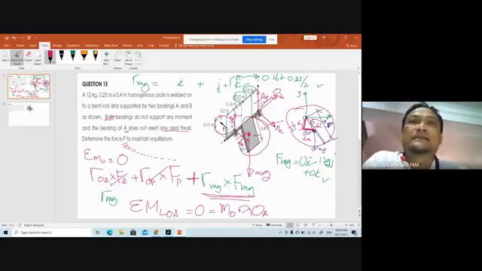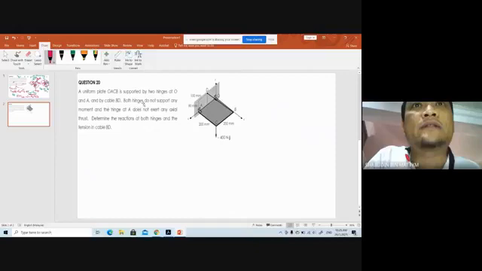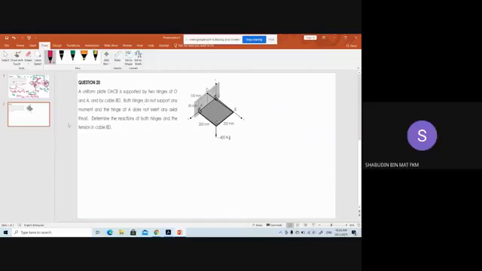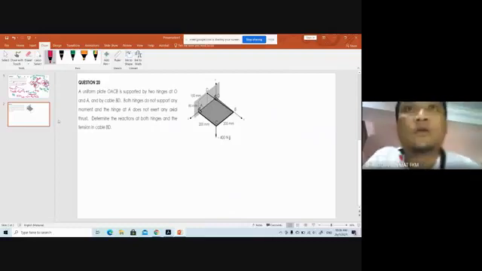Okay, very good. Now we move on to this question. A uniform plate OACB is supported by two hinges at O and A. Be careful when you say O. Both hinges do not support any moment. And the hinge at A does not exert any axial thrust. It doesn't say force. So same situation here.